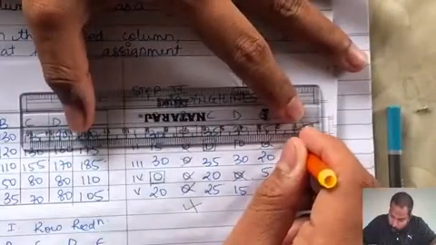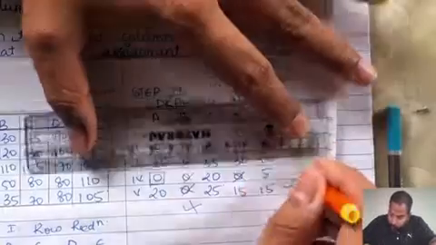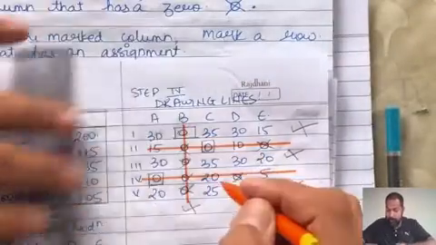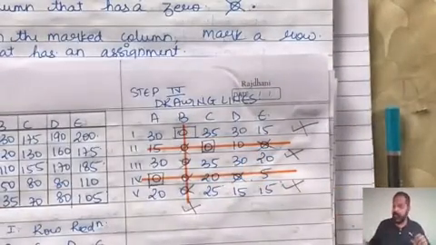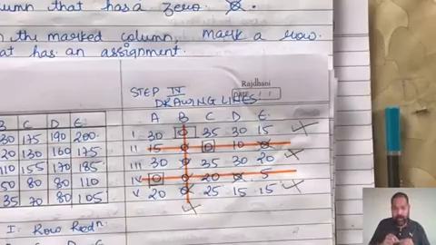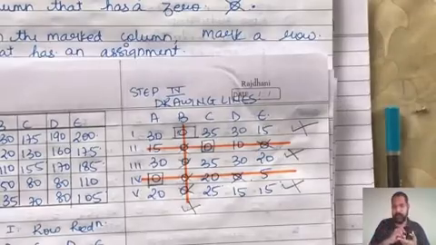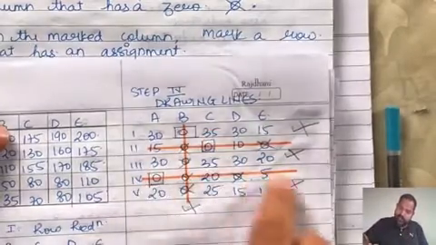What are your unmarked rows? Well, row number 2 was an unmarked row. Row number 4 is an unmarked row. And there is one marked column, and that is column B. Unmarked rows and marked columns. Question number 1: have you covered all the zeros? Yes. Nowhere do I see a 0 in the open.